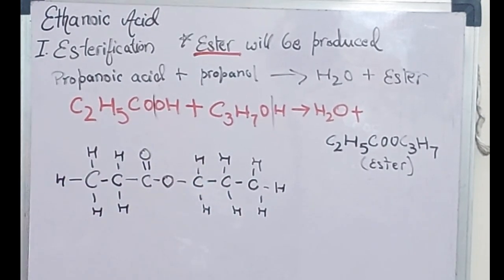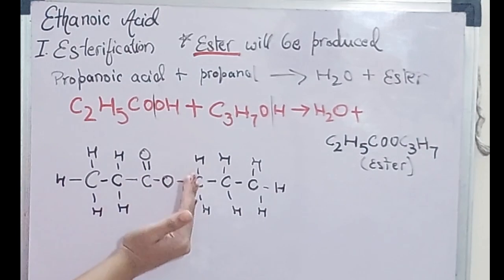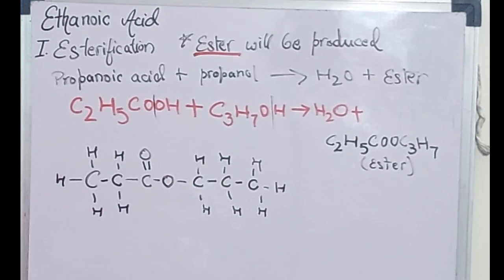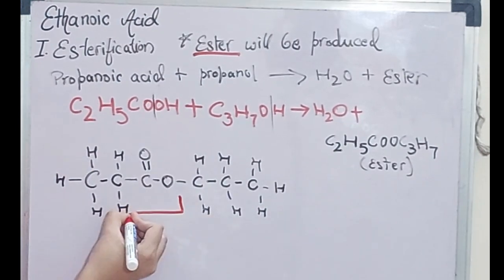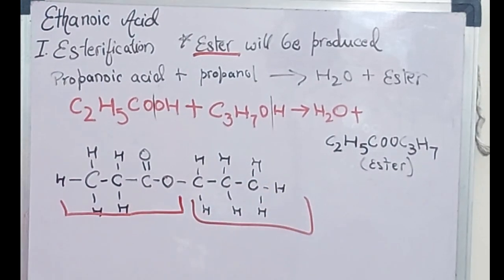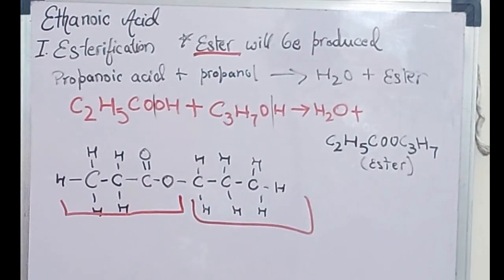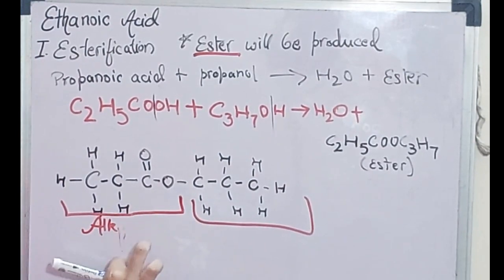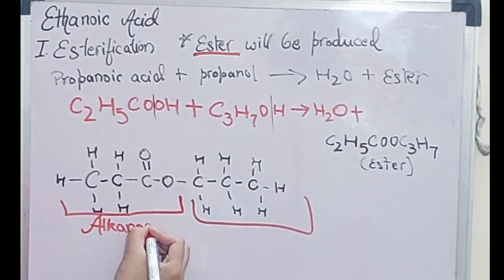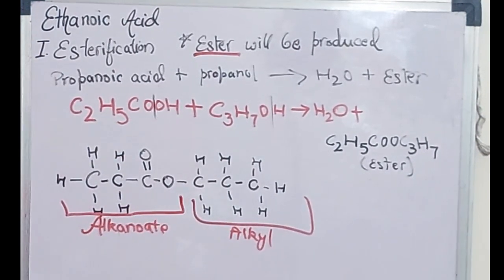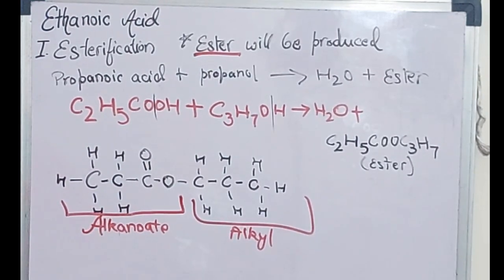Now I said what? I said that distribute this whole ester structure in 2 parts. What are the 2 parts? First is the part in which you have the oxygen in it. The second is just with carbon and hydrogen. So this will be alkanoate, and this will be an alkyl group. It's the step for writing the formula name.